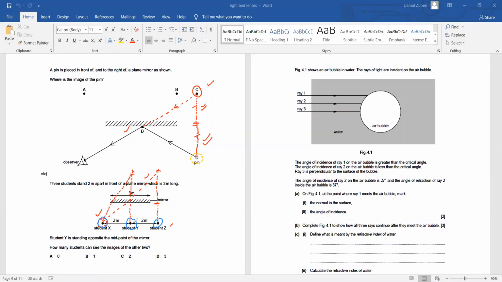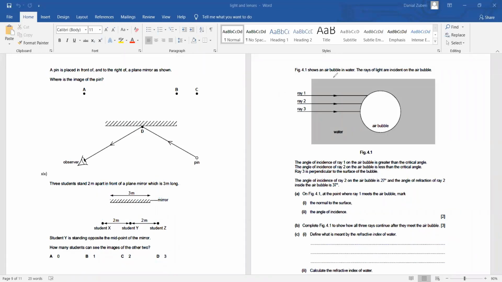So if we talk about student Y in the other case, how would we identify that? So let's see. If student Y is here, the image of student X would be here and student Z would be here. So then we have to draw a straight line here and here. That enables student Y to see the images of both of the students. That means all 3 students are able to see the image of the remaining 2 students. Am I right? Am I clear? Am I understood?